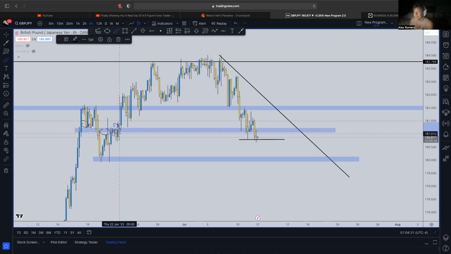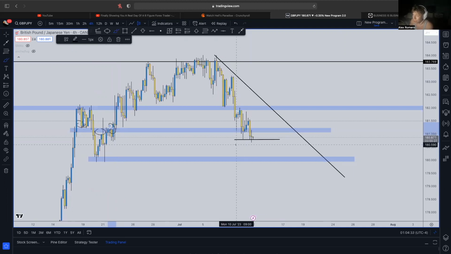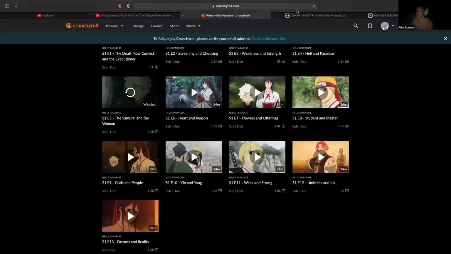This is a key area, right? These are the little wicks that you have to keep in mind. That's what you want to look at, right? This is just price action. What am I reading, right? Price wicked here and then flew up. And then we had more rejection right here. So this is a valid area, a very key area.